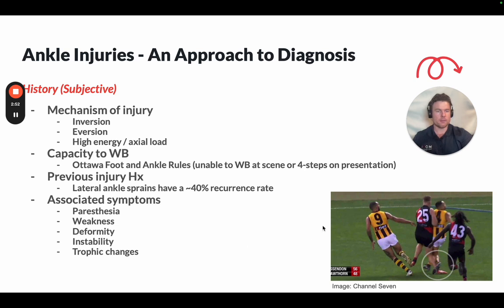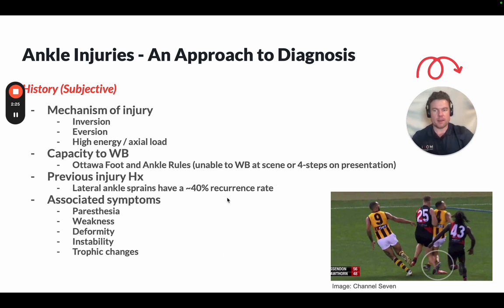The other one to be mindful of in terms of the three common mechanisms would be the high energy or axial loading mechanism. This is more someone who's fallen from a height down onto their feet, or someone who has been in a head-on car crash and there's been force transmitted through their feet. That's more likely to be a talar dome type injury, or you can have osteochondral lesions of the talus as well. But it's a different mechanism that we don't commonly think of that I think is worth being aware of.